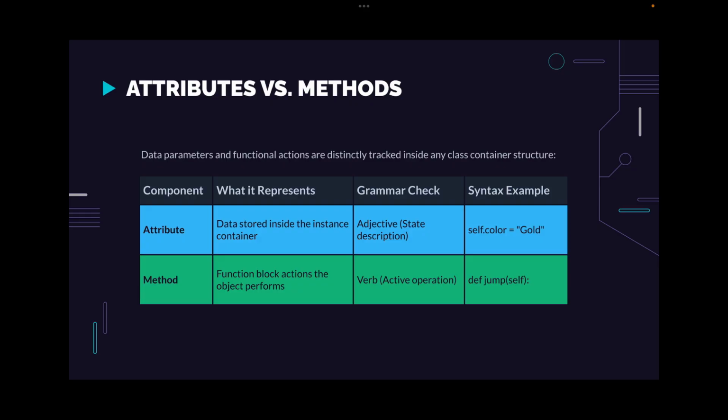So an attribute versus a method. Data parameters and functional actions are distinctly tracked inside any class container structure. So attributes represent data stored inside the instance container, and they are kind of like adjectives, usually. An example of it would be self.color equals gold. Methods, on the other hand, are functions that the object can perform, and they usually are verbs. An example would be def jump(self).